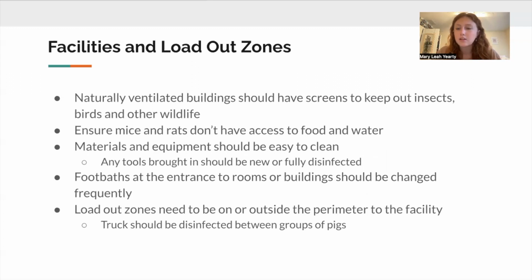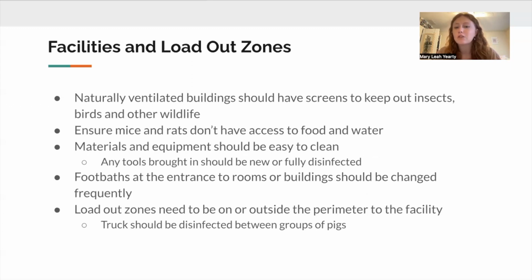Facilities should be kept clean to ensure that mice and rats don't have access to food and water, and this will limit their potential for infestation. Materials and equipment should all be easy to clean, and anything brought in to fix anything or replace anything should be either new or fully disinfected, or both could never hurt.